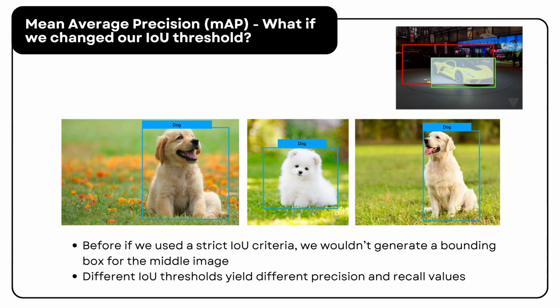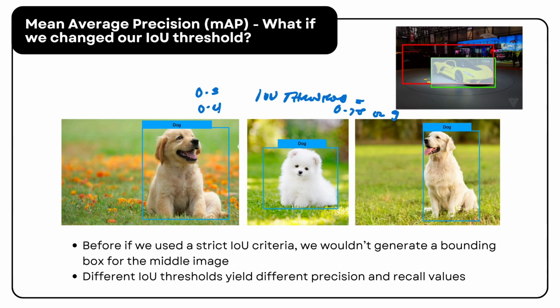Maybe the middle box isn't quite aligned, for example, or it is a bit loose. If we were using a strict IOU threshold like 0.75 or 0.9 in this case, we might say this prediction is not good enough and reject it as a false positive. On the other hand, with a more lenient threshold, like 0.3 or 0.4, we might accept it in this case.